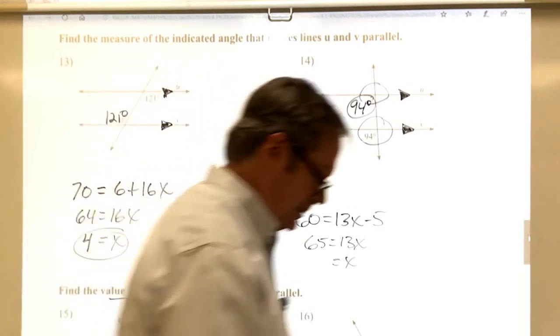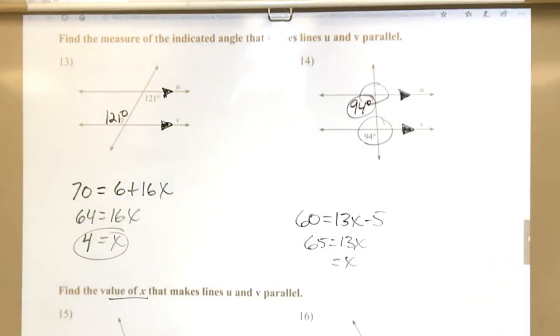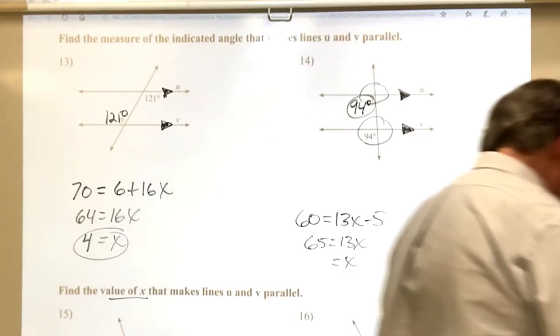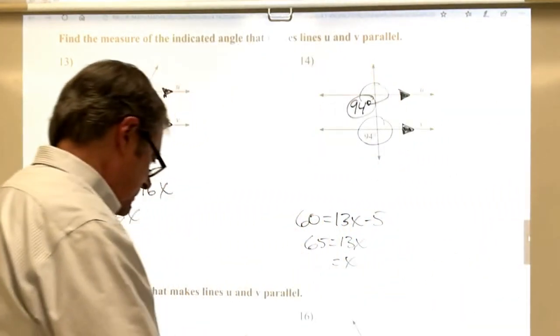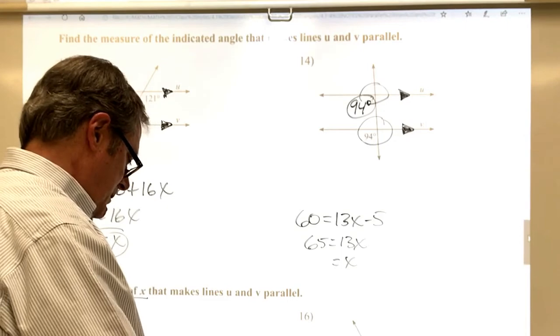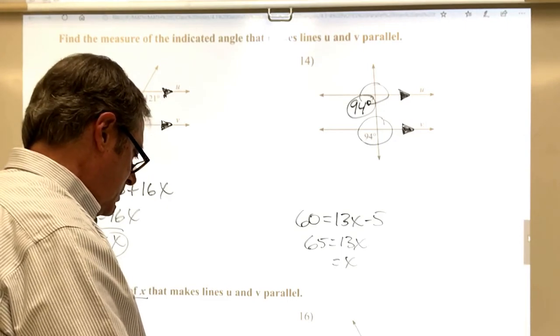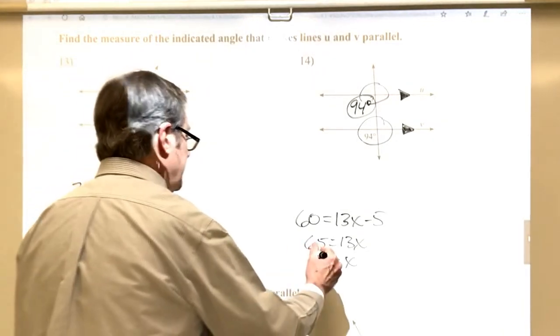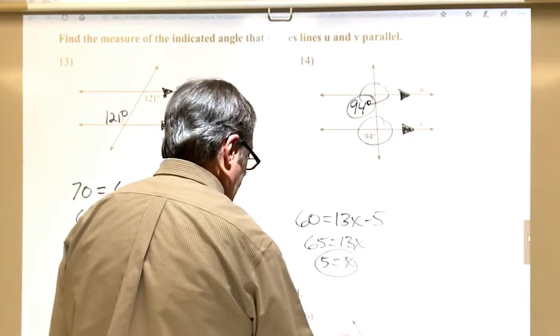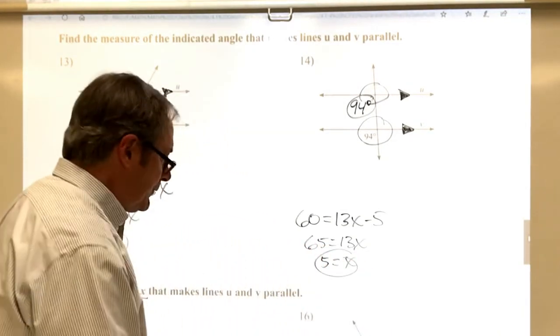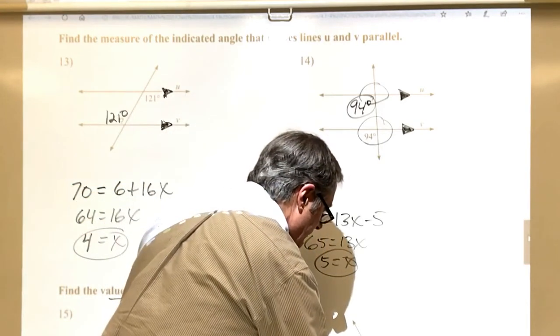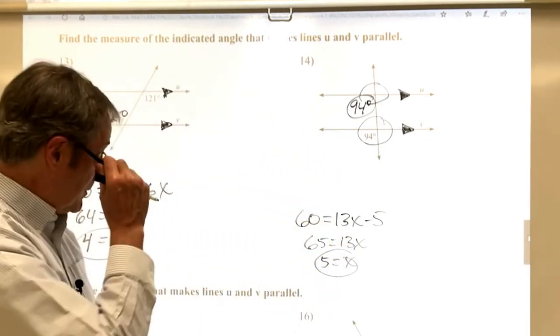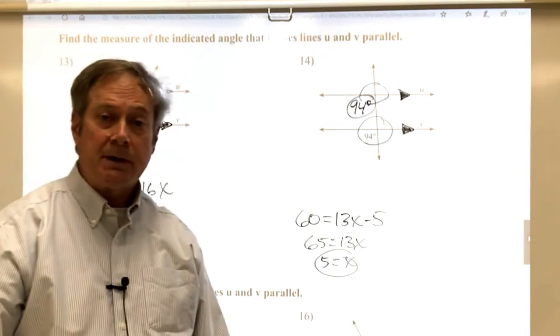Okay, let me grab my calculator. So what do we got? We've got 65 divided by 13 is 5. So if x is equal to 5, then they both equal 60 degrees. Therefore, they are congruent. And that's examples 14 through 16.